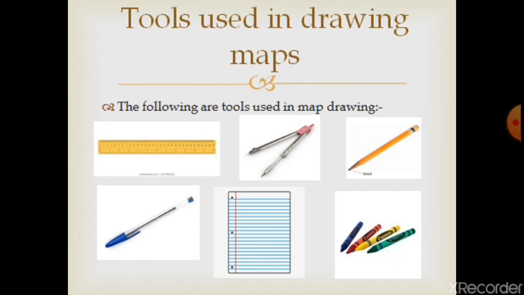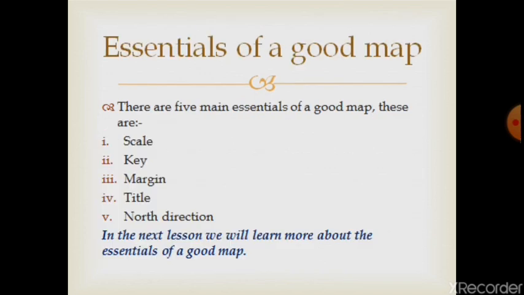Another thing, after we have seen the tools that are used in drawing maps, let's check the essentials of a good map. Now, there are 5 main essentials of a good map. A good and a complete map must have those 5 essentials of a map. Number 1, we have scale. Say scale. Scale. Good. We have scale. Number 2, we have key. Repeat after me. Key. Yes.